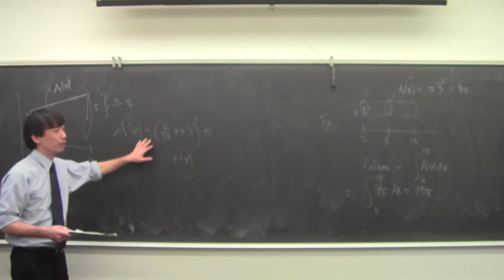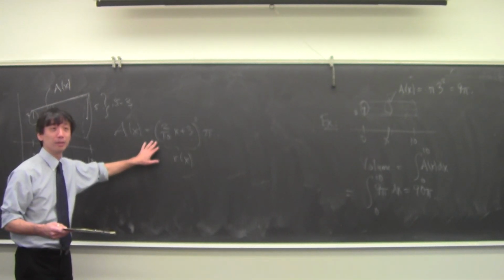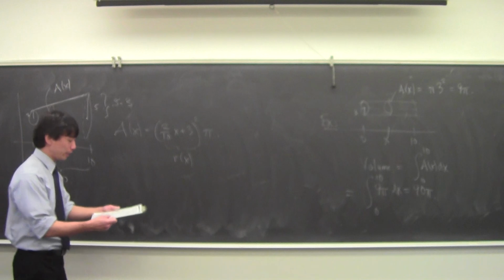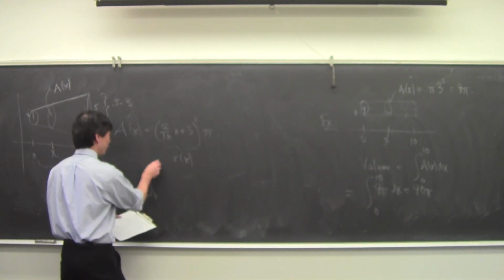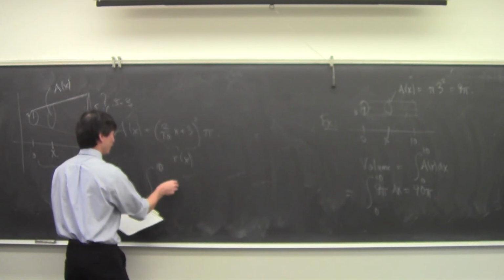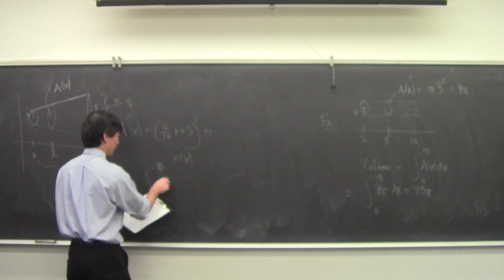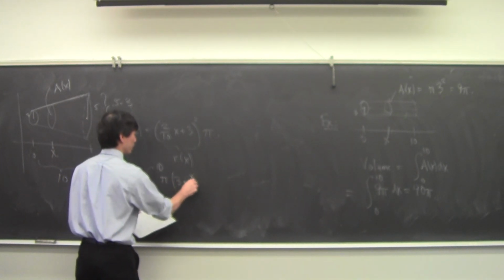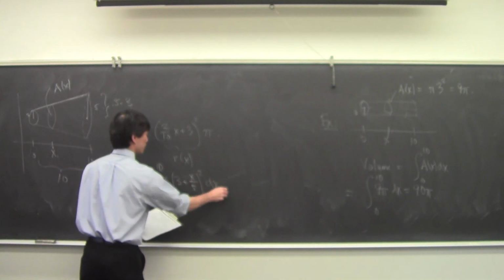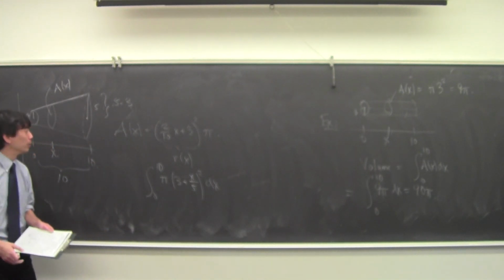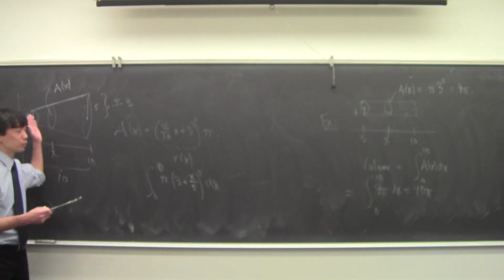Okay, so this is the area. And then you would just take the integral from 0 to 10 of pi r squared dx, and that would give you the volume of the truncated cone.